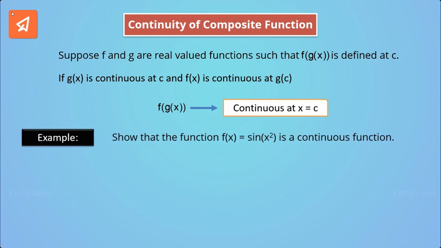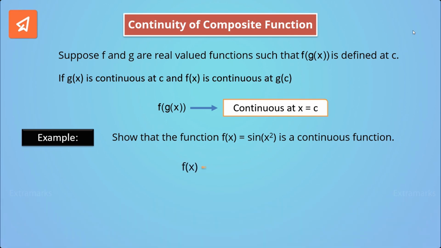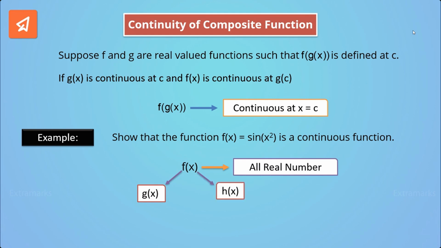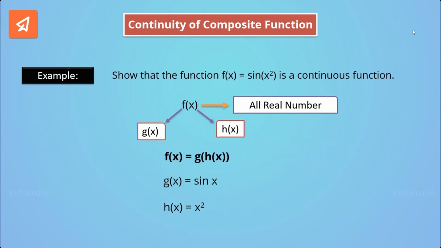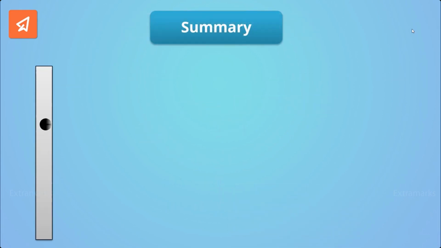Show that the function f of x equal to sine x squared is a continuous function. We know that f of x is defined for all real numbers, and it is the composition of two functions g of x and h of x. F of x is equal to g of h of x, where g of x is equal to sine x and h of x is equal to x squared. Since both functions are continuous, by the theorem of continuity of composite functions, we can say that f of x is also continuous. Let's summarize what we have learned.